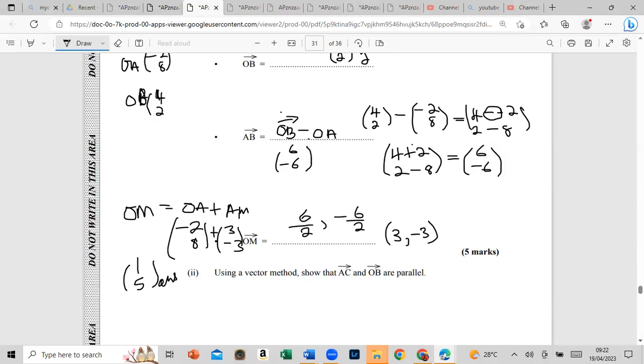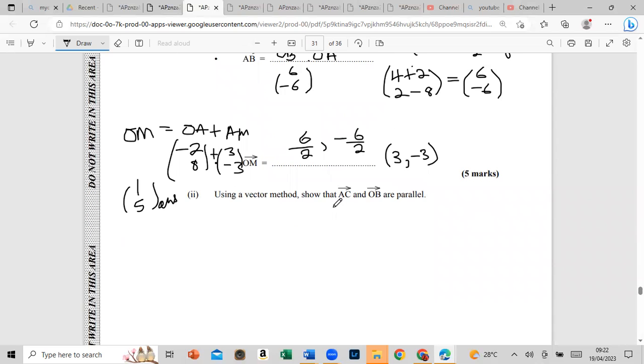Alright, let's look at this one. It says using a vector method, show that AC and OB are parallel. Now guys, I would suggest you draw it on the chart and so forth. But to show that they're parallel, one has to be a scalar multiple of the other. So we have AC parallel to OB, show that they're going in the same direction.